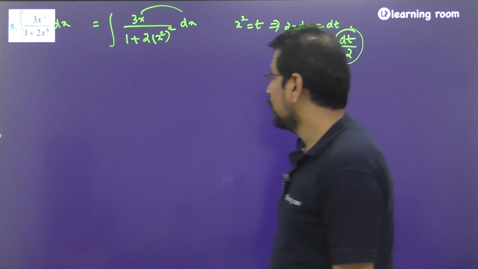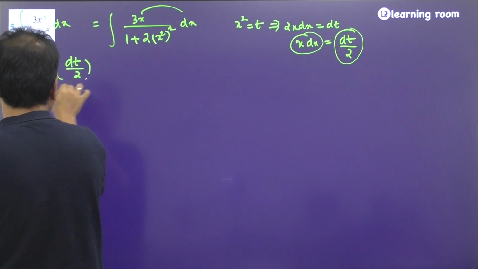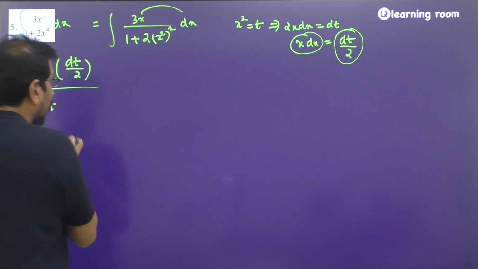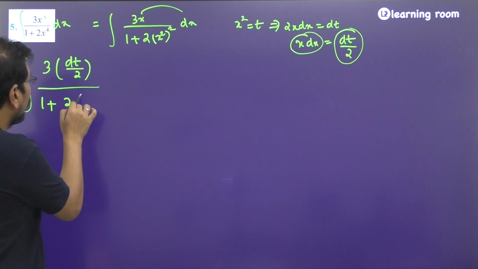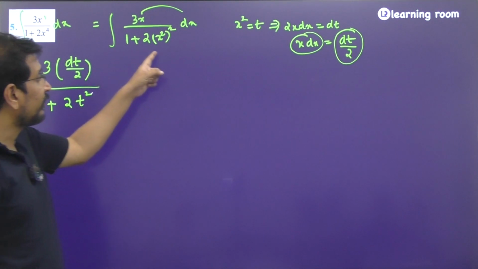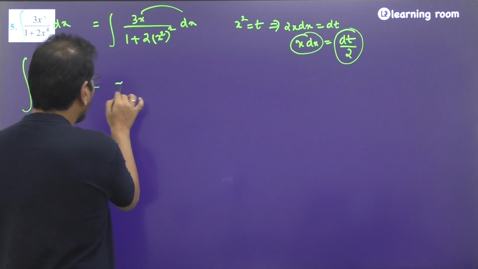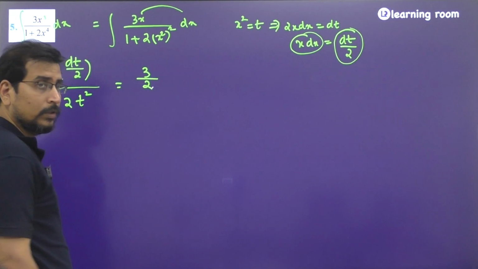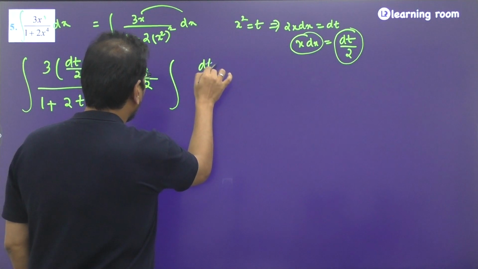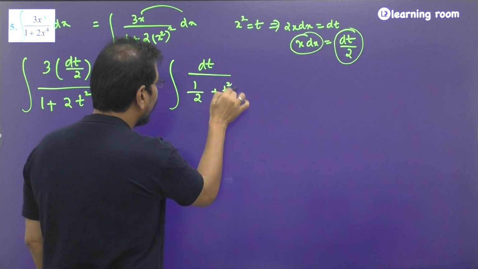Am I right? Now, this will be the integral of 3 into dt by 2, the whole divided by 1 plus 2 times t square. Can I write it like that? Because x square is t, so x square the whole square is t square. Makes sense? Okay. So here I'll take the 2 common outside. In the numerator I already have 3 by 2 into the integral of dt divided by, if I take the 2 common outside, 1 by 2 plus t square.